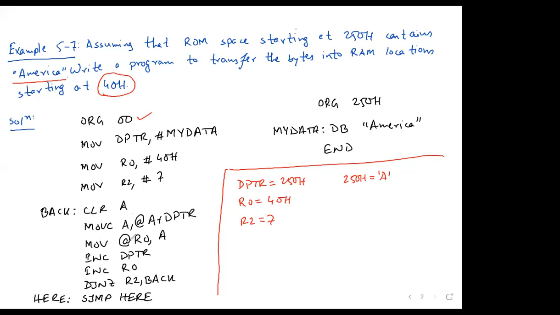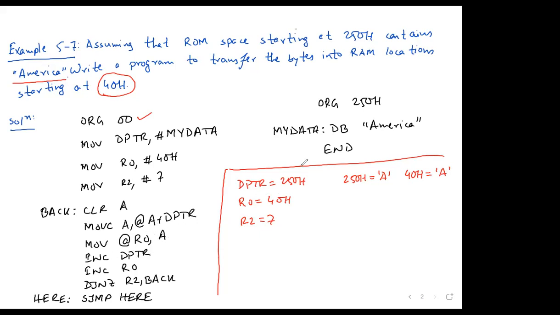Then you are writing MOV @R0, A. That means go to the address contained by R0. So what does your R0 contain? 40H. So in the address 40H, what are you moving? Whatever is there in A. What is there in A? In A, we have got the ASCII of capital A. So we have successfully done that.